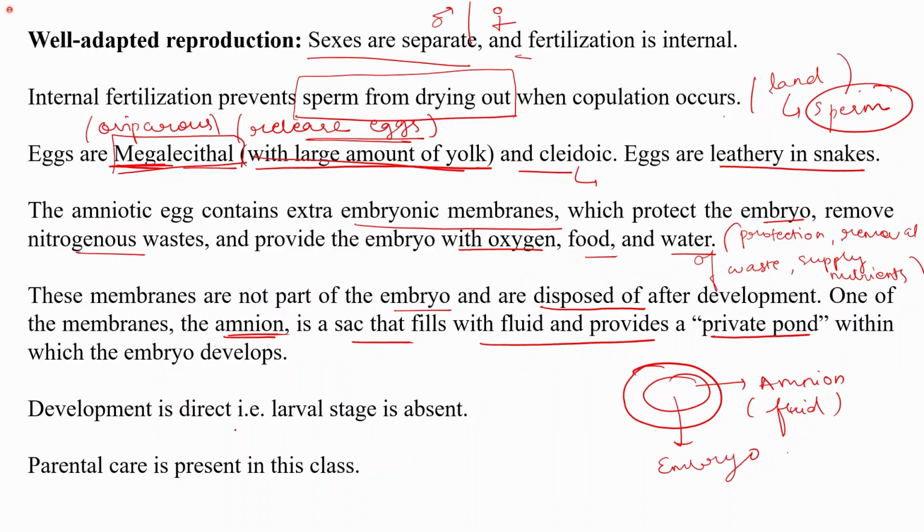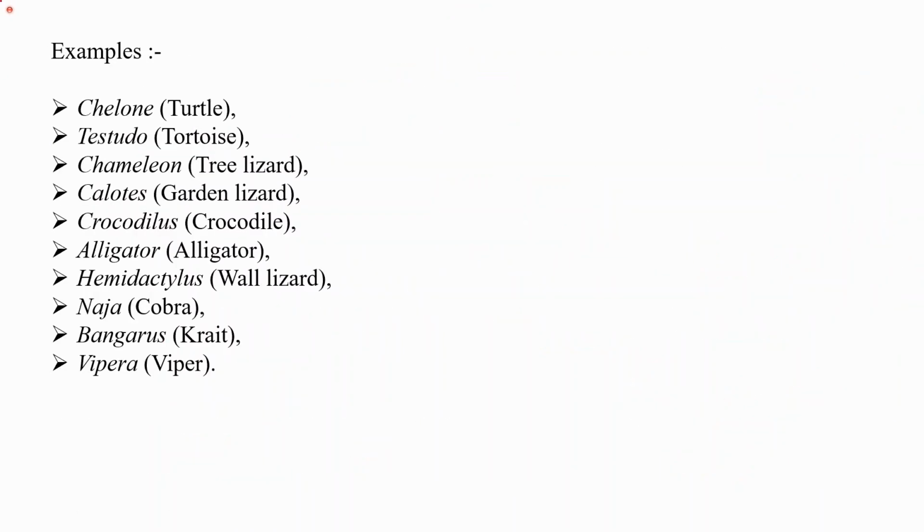Development is direct. So what do we mean by direct development? That the larval stage is absent. Parental care can be seen in the animals of this class. So what are the examples? You need to remember the scientific name as well as the common name of these. So these are the examples which are mentioned in the NCERT.